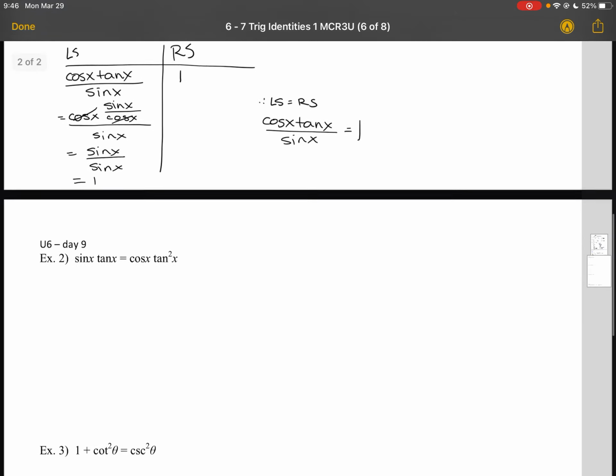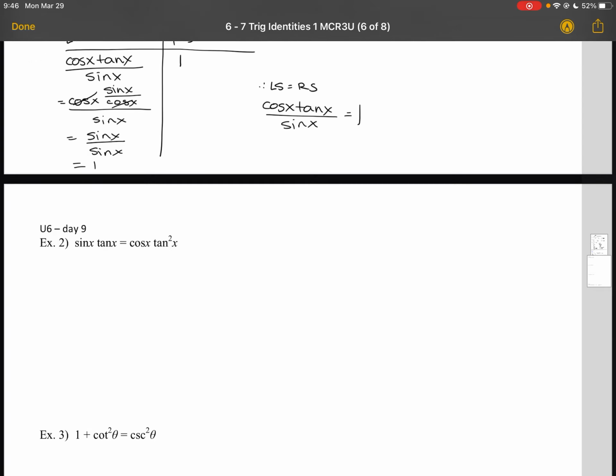Let's look at another example. Here we've got sine x tan x equals cos x tan squared x. So again, I'm going to separate my sides because I'm not assuming that they're equal.